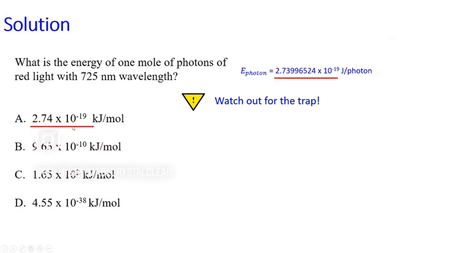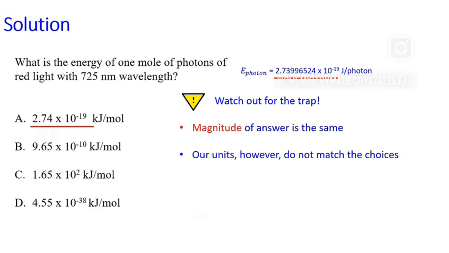This is a fantastic way to trap students who are just plugging and chugging along but aren't paying attention to units as they're doing their calculations. And it's the first choice too, which is, as I say, a fantastic way to ensnare people who aren't paying attention to units and are just trying to, I guess, hopefully get the problem done. So the magnitude of the answer is the same, but the units don't match. So we need to get the units to match.